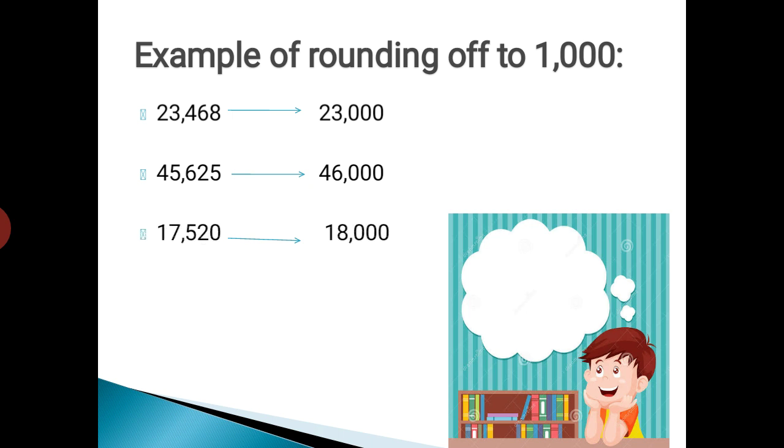The third one, 17,520. Again see the hundreds place. Here 5 is at the hundreds place, and it is equal to 5. So when the digit at the hundreds place is equal to 5, then also we add 1 to the thousands place. So instead of 7 we'll be writing 8 here, and the digits at the ones, tens and hundreds will be 0 now.